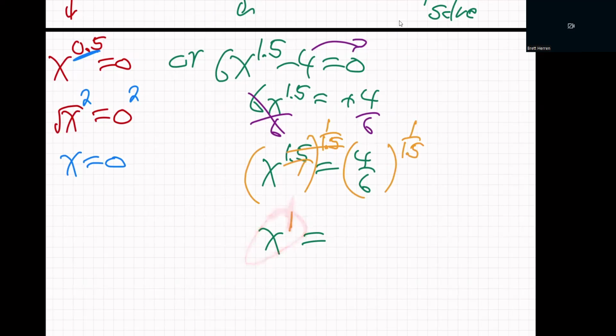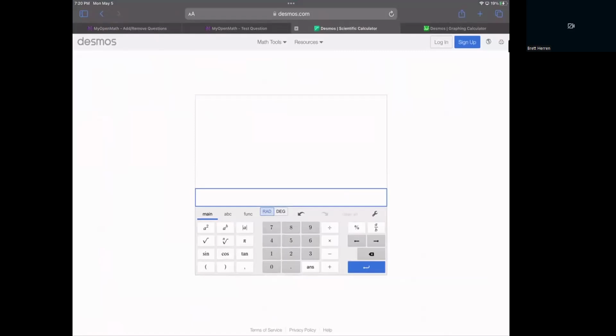You want to solve for x, and normal x means x to the 1 power. So you think, what do I do if I have a weird power like 1.5? You raise it to the 1 over. These can't cross cancel. Whatever you do to one side, you have no choice but to do to the other. Now, what's that answer? I don't know. I'm going to go to Desmos and find out. 4/6 to the 1 over 1.5. Let's go to Desmos.